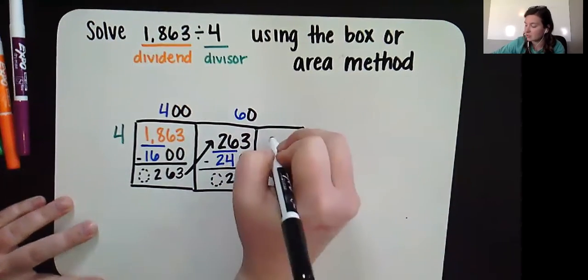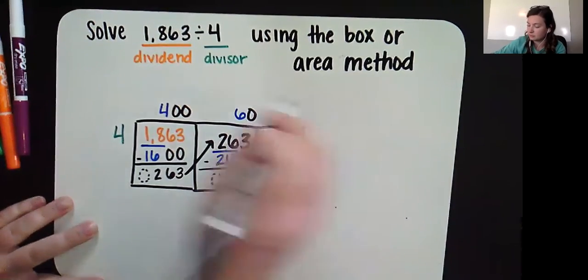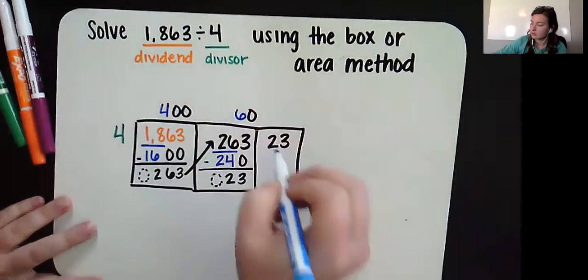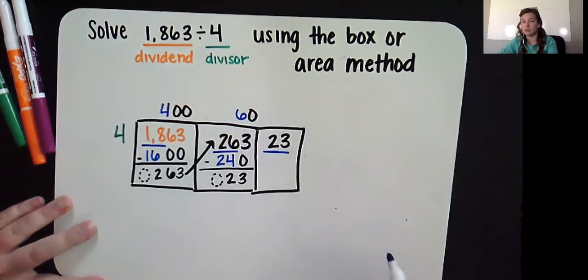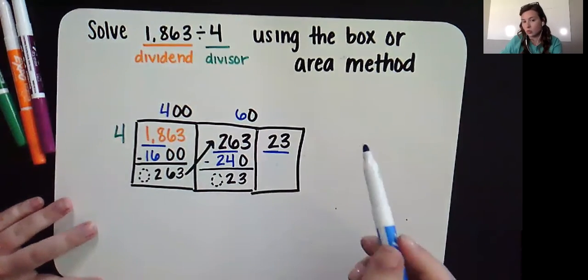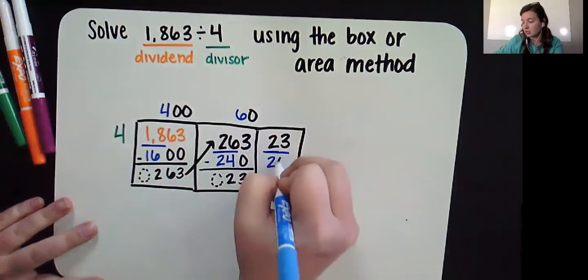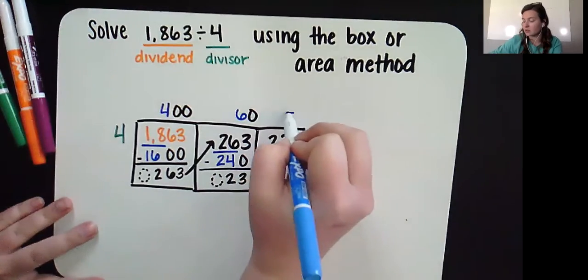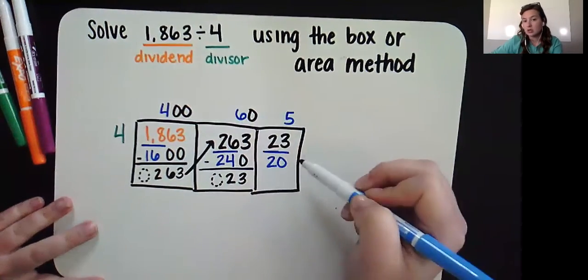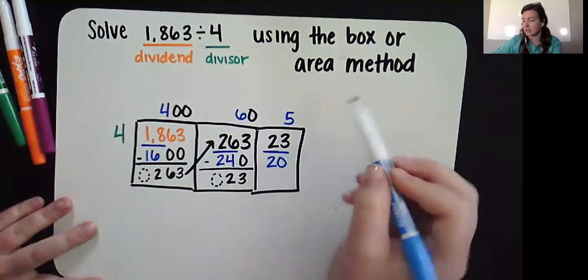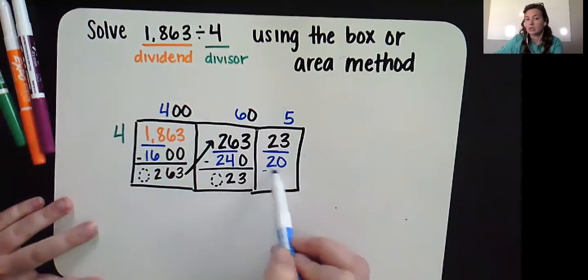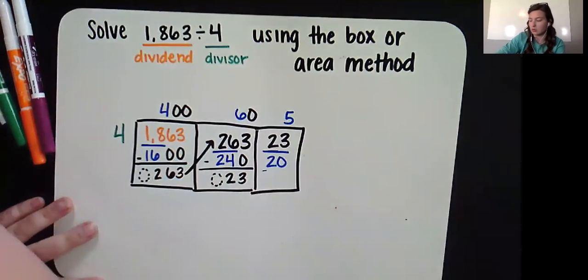In the box next door, I'm going to bring 23. Start with 2. 2 is less than 4, so I need to use the neighbor. Now I'm at 23. The closest multiple of 4 to 23 would be 20. And that's found by multiplying 5 by 4. No other number over here needs a buddy, so I'm not going to add any zeros this time because 5 times 4 equals 20 on its own.